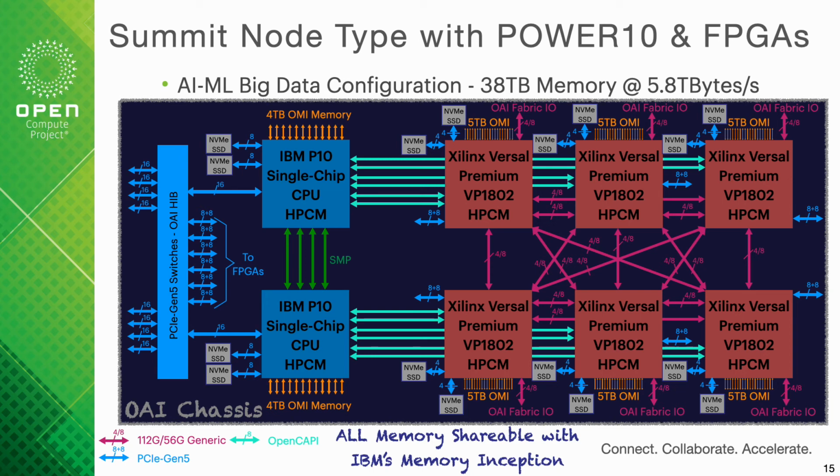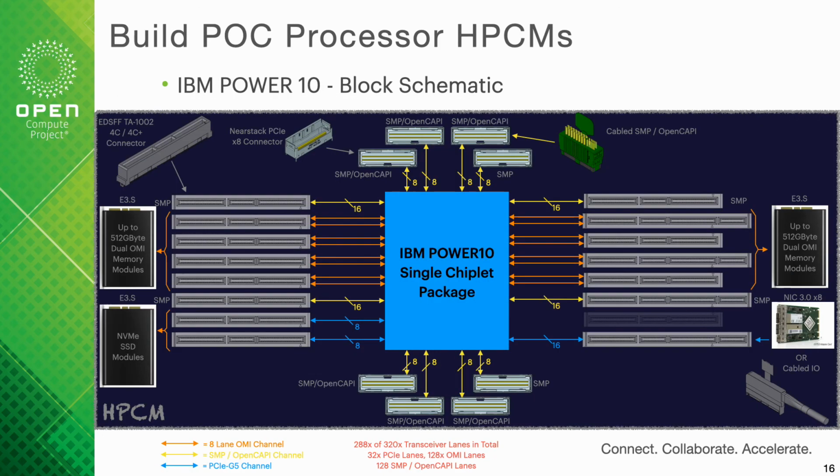And so we would design two HPCM modules, one for the IBM Power 10 and one for Xilinx Versal. And we're working in collaboration with AMD and IBM on these modules. And we would attach a lot of OMI memory to the FPGA modules. So we've got up to 38 terabytes. This is where it's different. It's the same architecture, but it's much more memory, and it can go at 5.8 terabytes per second. So this is of interest to the AI community.